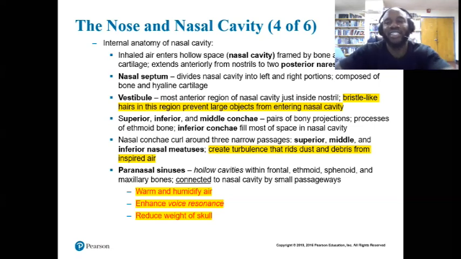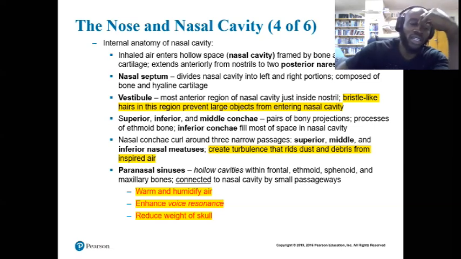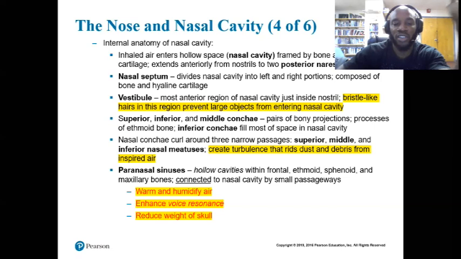When you think of sinus, just think of an opening, a hollow cavity, and this is formed with the frontal, ethmoid, sphenoid, and maxillary bones. And as you see here, as we mentioned before, that's where we have the warming, the humidifying, the enhancing of the voice, and also sinuses because they are gaps.